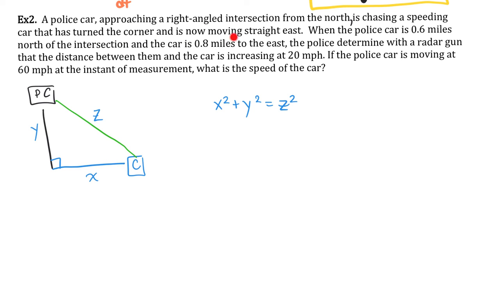He's turned the corner and is now moving east when the police car is 0.6 miles north of the intersection. So police car 0.6 north. So they want me to evaluate this when y is 0.6. The car is 0.8 miles to the east. So x is 0.8.